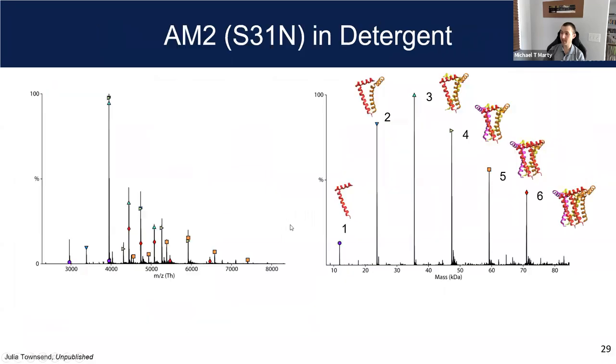But what we didn't expect to see was this. So this is the data that we got. We get this really nice mass spectrum. It's a very clean sample. But when we deconvolve it, we get 1, 2, 3, 4, 5, 6 for our oligomeric states, right? We expected to see a tetramer. All the structures are for a tetramer, and we get this polydispersed mixture.